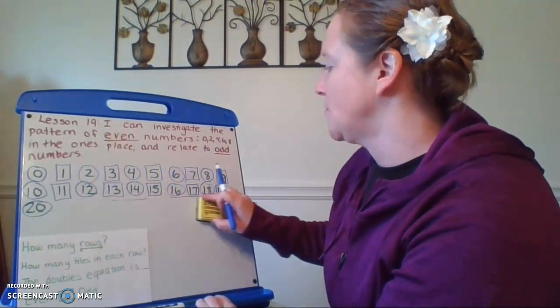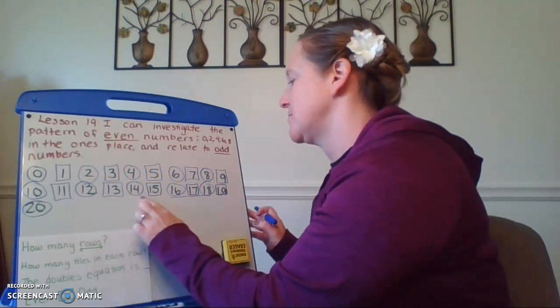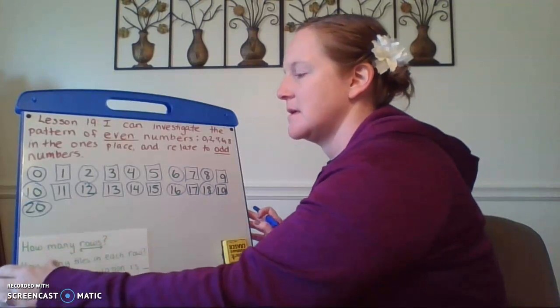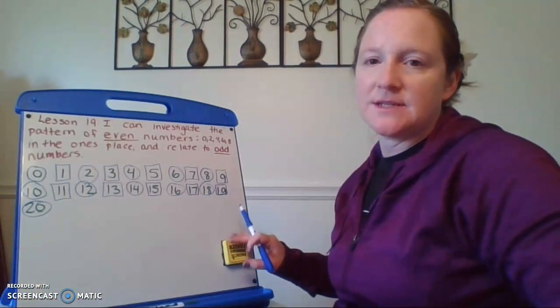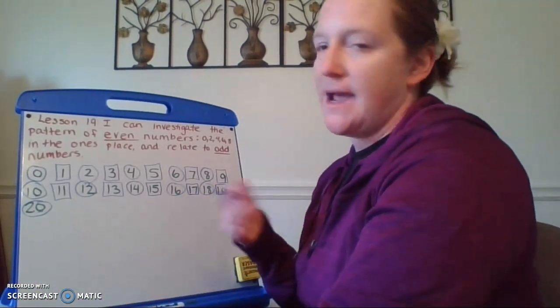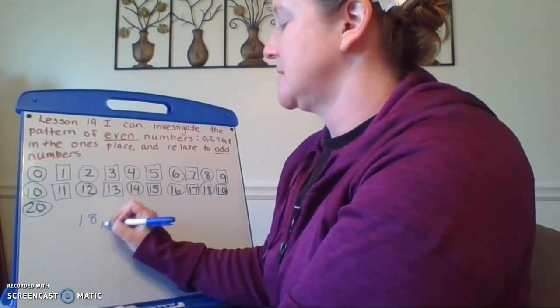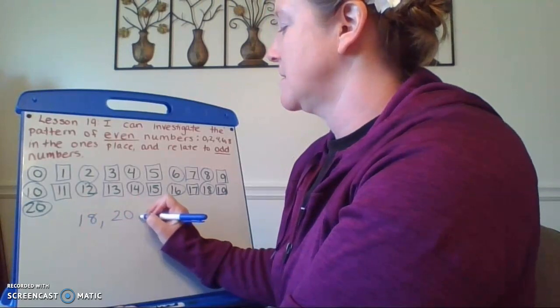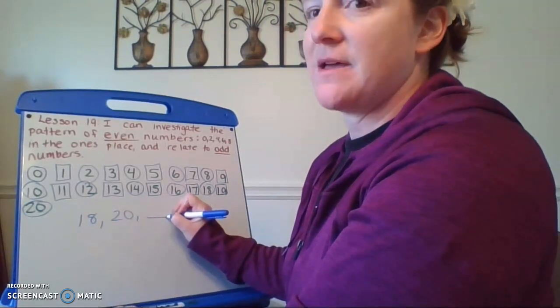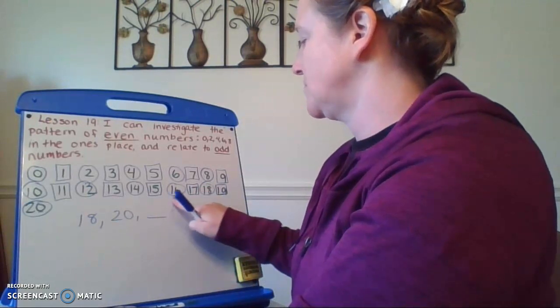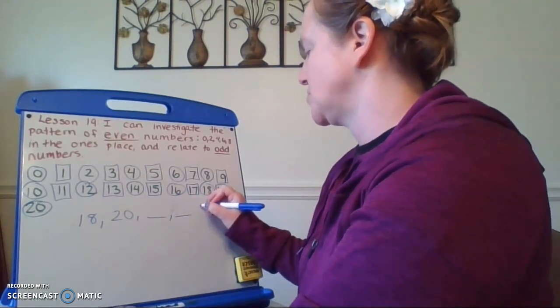Now that we know our rules, that if it ends in 0, 2, 4, 6, 8, that it's even, let's see if you can try this pattern, okay? So say I have this number, so 18, 20, and I'm going to leave that blank. Let's do 2 in a row. Let's see if you can do 2. I'll challenge you.